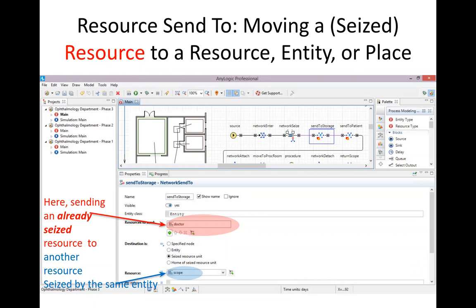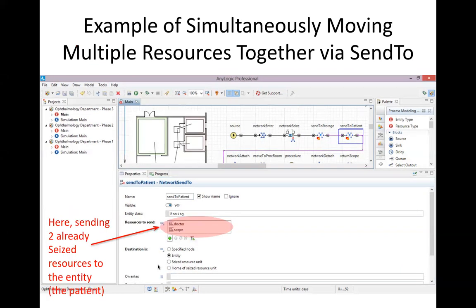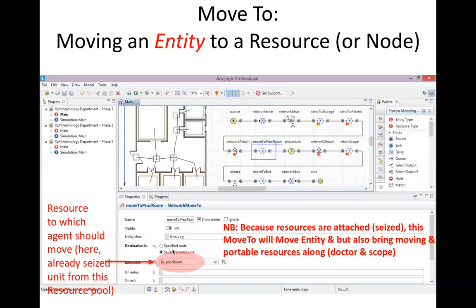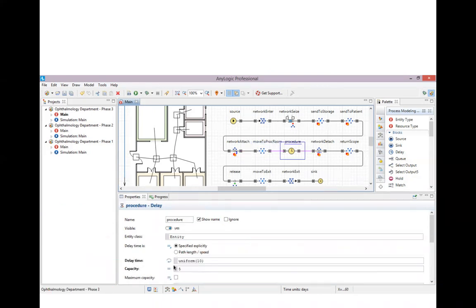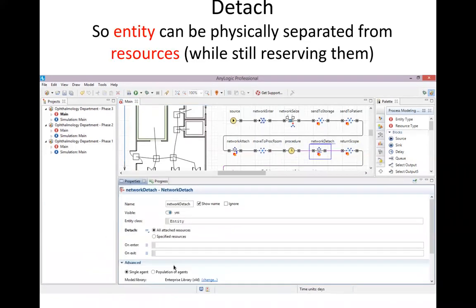So I'm a physician. I've been seized by a patient. I've been allocated to that patient, reserved by a patient, and I have to go get the type of scope that's needed by that patient and has been reserved for them. Boom. And I can do that, or I can move directly to the entity, or I can move to a certain node, for example. And you can move entities to certain destinations too.